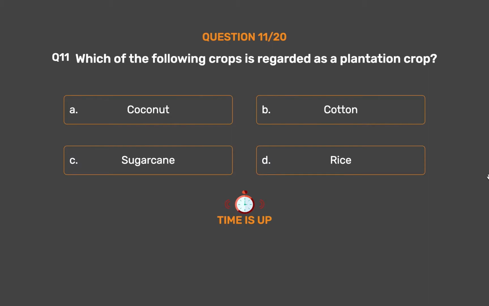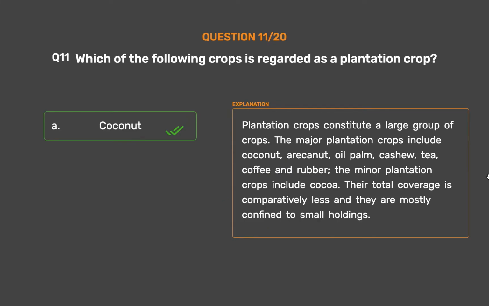The correct answer is option A, coconut. Plantation crops constitute a large group of crops. The major plantation crops include coconut, arecanut, oil palm, cashew, tea, coffee and rubber. The minor plantation crops include cocoa. Their total coverage is comparatively less and they are mostly confined to small holdings.